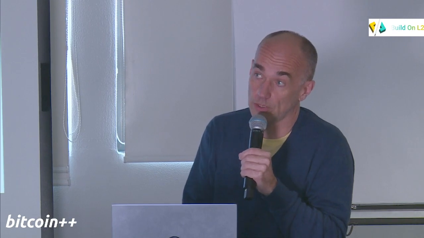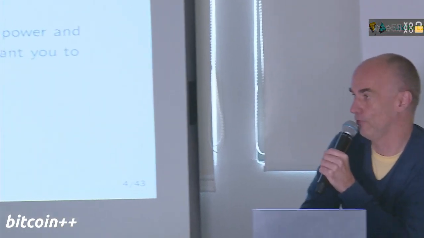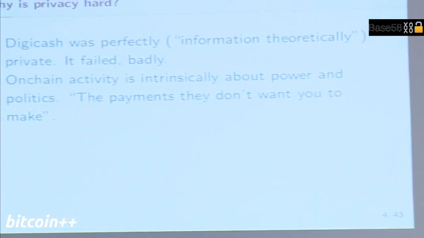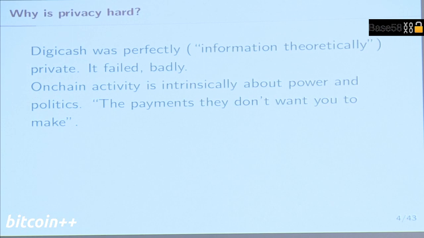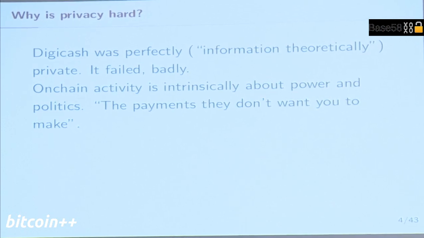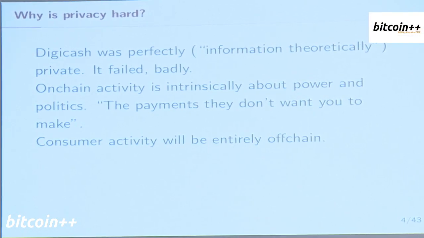And to come back to my point, consumer payments network on-chain Bitcoin, no. Consumer payments network Lightning, maybe yes. At least it makes an effort at being usable as a consumer payments network. But on-chain activity, fundamentally, I would argue, and it's maybe a little bit of a hot take on this slide, is a kind of a political act.